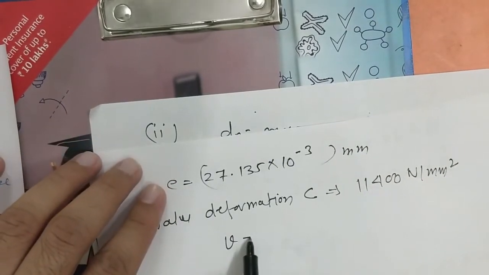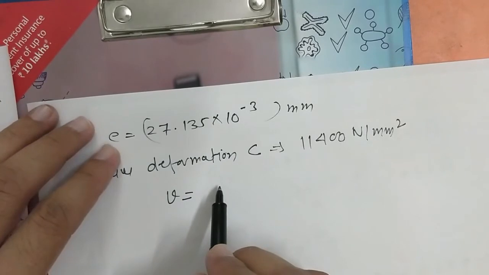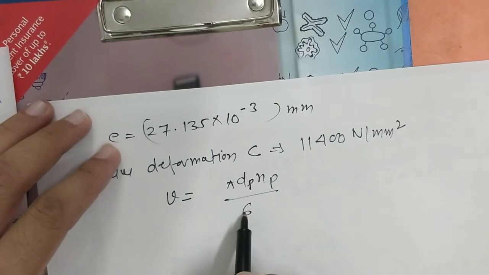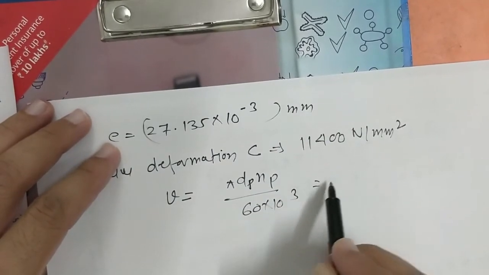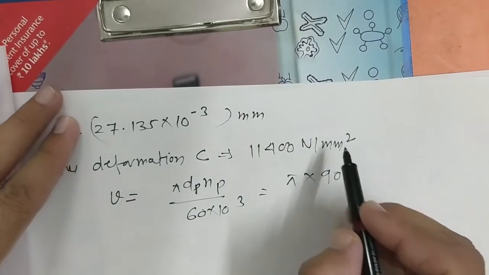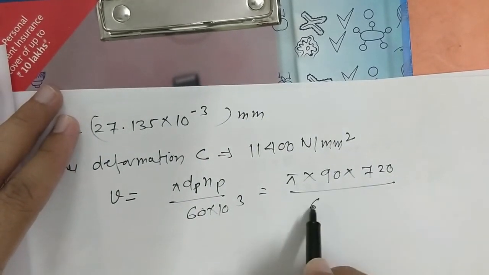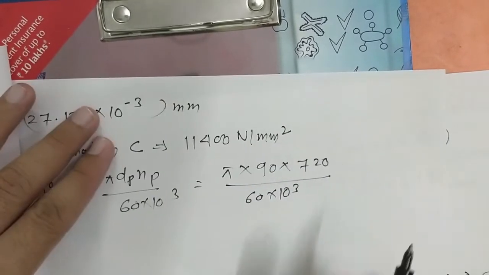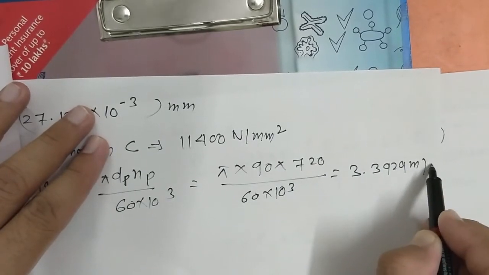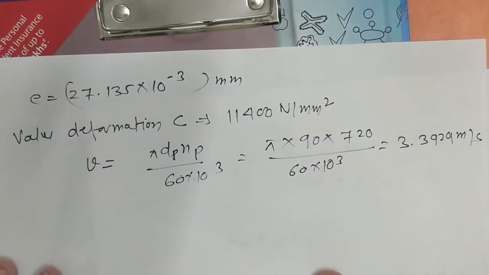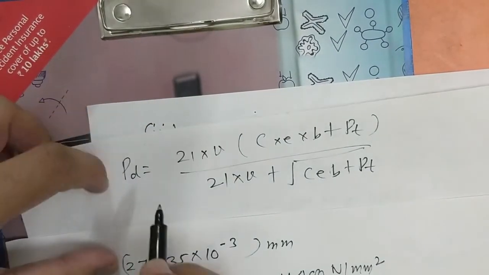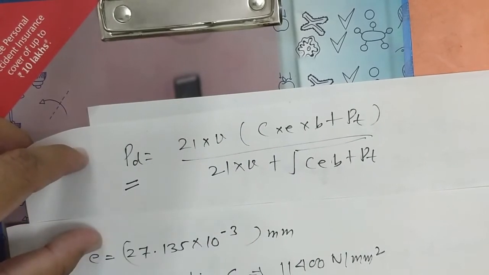And in this formula we also need to find out the pitch line velocity, and pitch line velocity can be given as V equals pi dp Np over 60 into 10 raised to power 3. So pi times dp is 90 and Np is 720 divided by 60 into 10 raised to power 3. So this becomes 3.3929 meter per second. So now we'll put all the values in this formula of dynamic load.